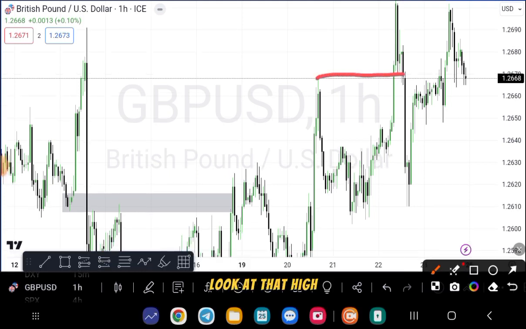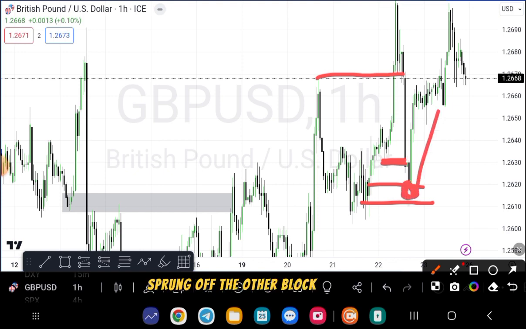Look at this one again. Look at that high. Before that high was taken out, what lows were formed? That low here was formed. What do you expect? You expect price to come back to that low, take it out, look at an order block that was used as a springboard. Price comes back, takes out that low, springs off the order block, and boom, you are on your way.